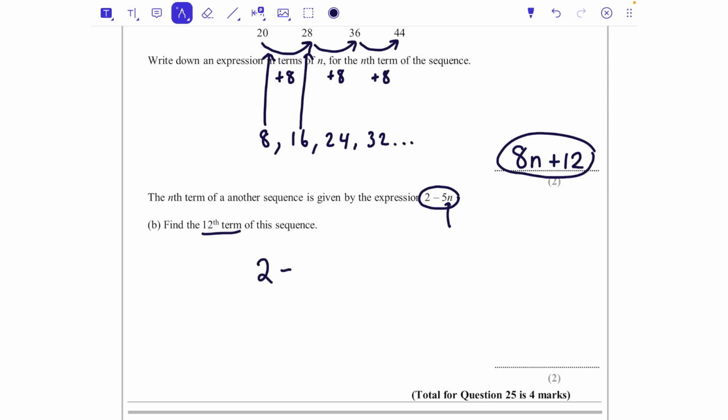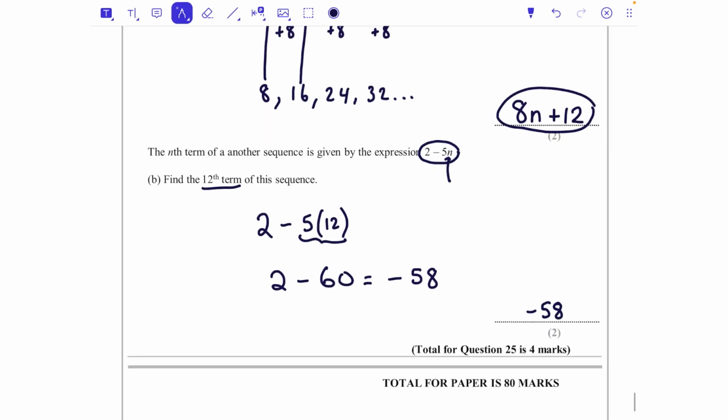So that is 2 take away 5 lots of 12. So 5 times 12 is 60, and 2 take away 60 is minus 58. You're going down into the negative, starting at 2, taking away 60, so minus 58 is the 12th term of that sequence. That's the end of the paper.